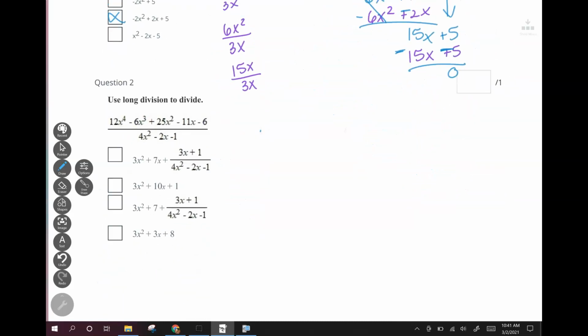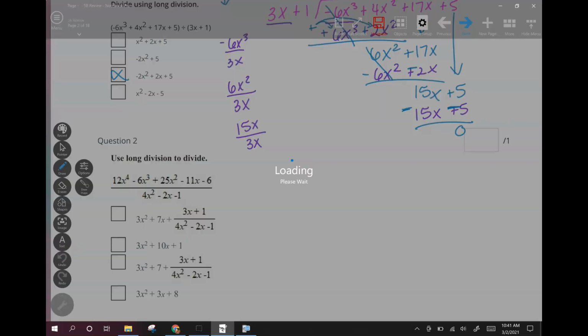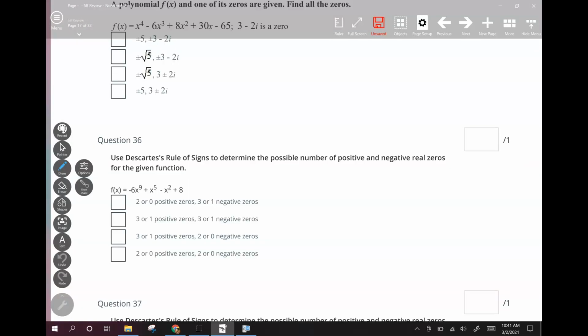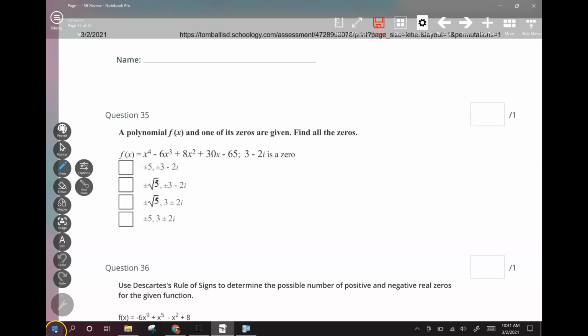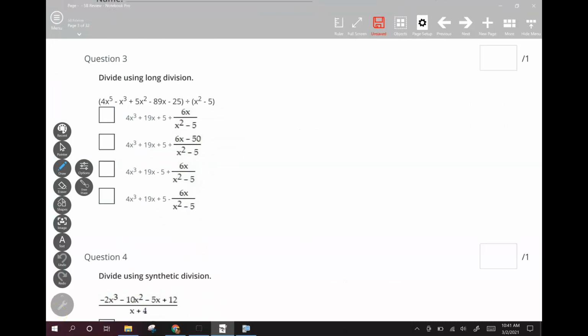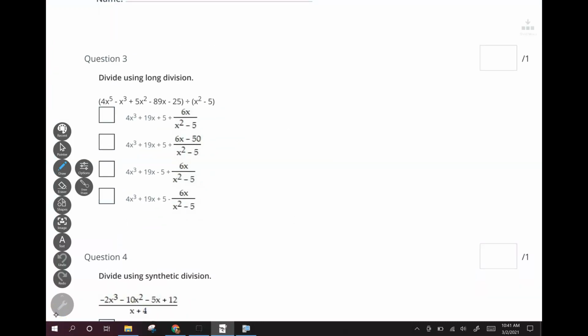All right, I'm going to skip number 2 because it's similar enough to number 3. Whoa, wrong page. Okay, so let's set this one up.